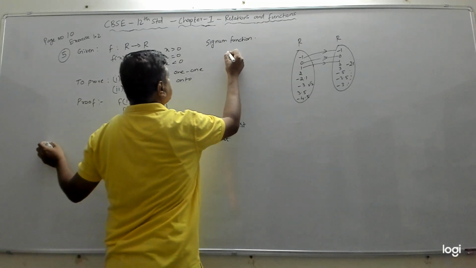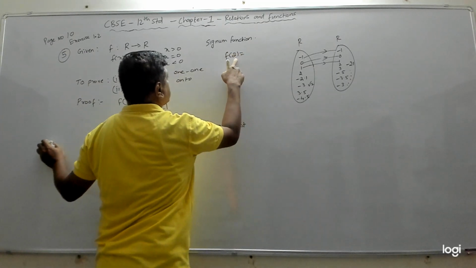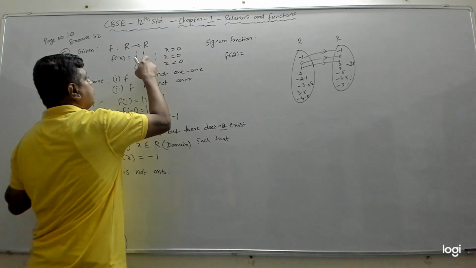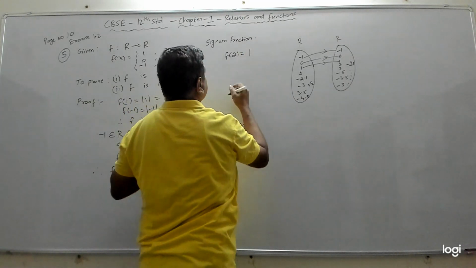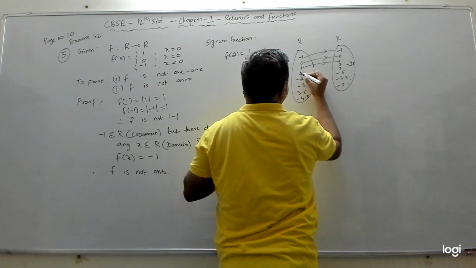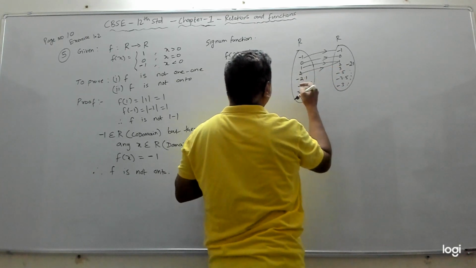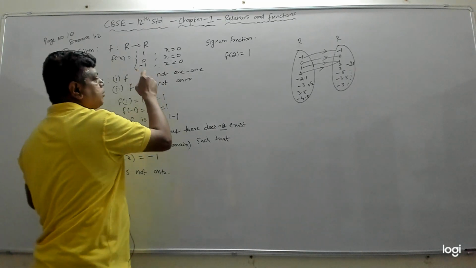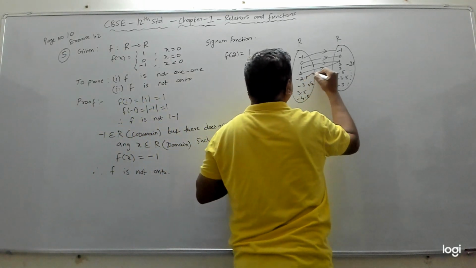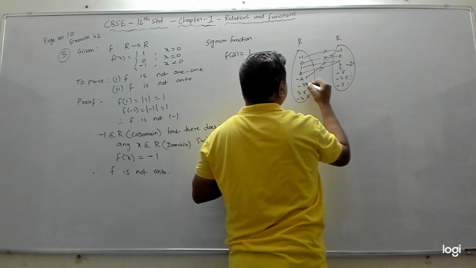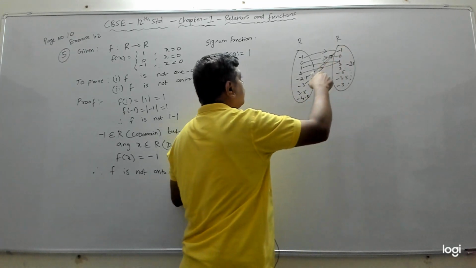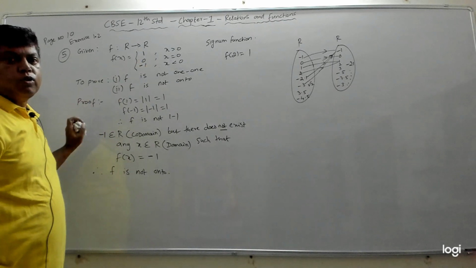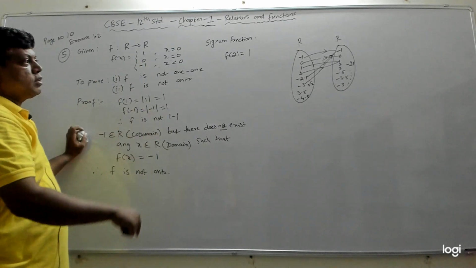So f of 2 means x is 2. 2 is greater than 0. Therefore, your f of x will be 1. F of 2 also will go to 1. F of minus 2.1: minus 2.1 is negative, so x is negative means f of x is minus 1. So minus 2.1 will go to minus 1. Minus 3 also will go to minus 1. All negative numbers will go to minus 1. All positive numbers will go to 1 and 0 will go to 0. These are the definitions of the function.